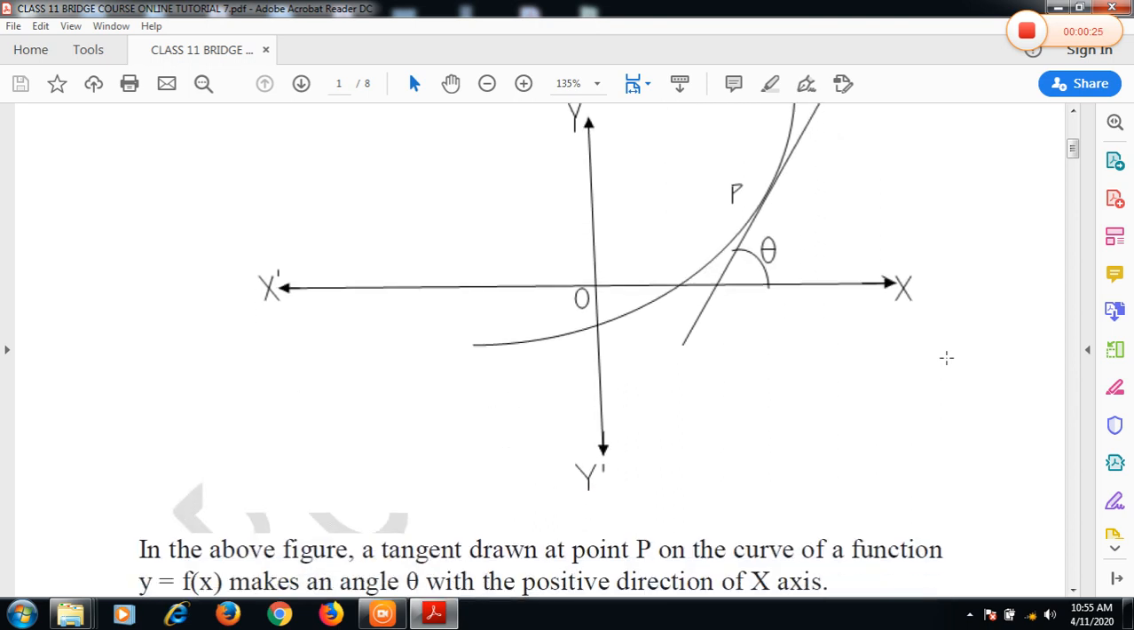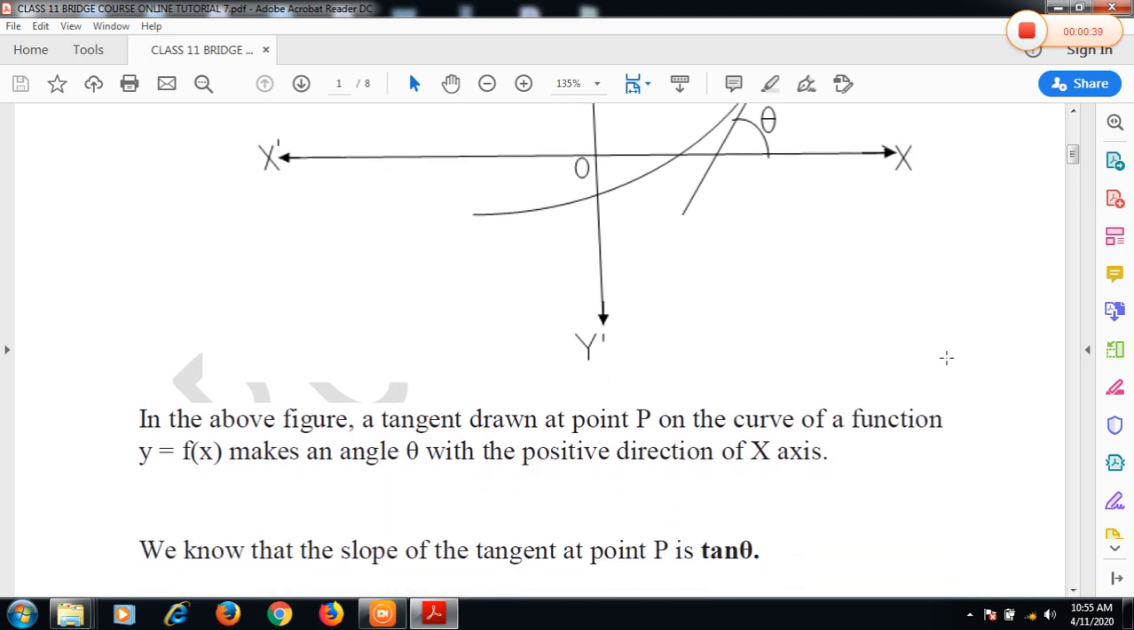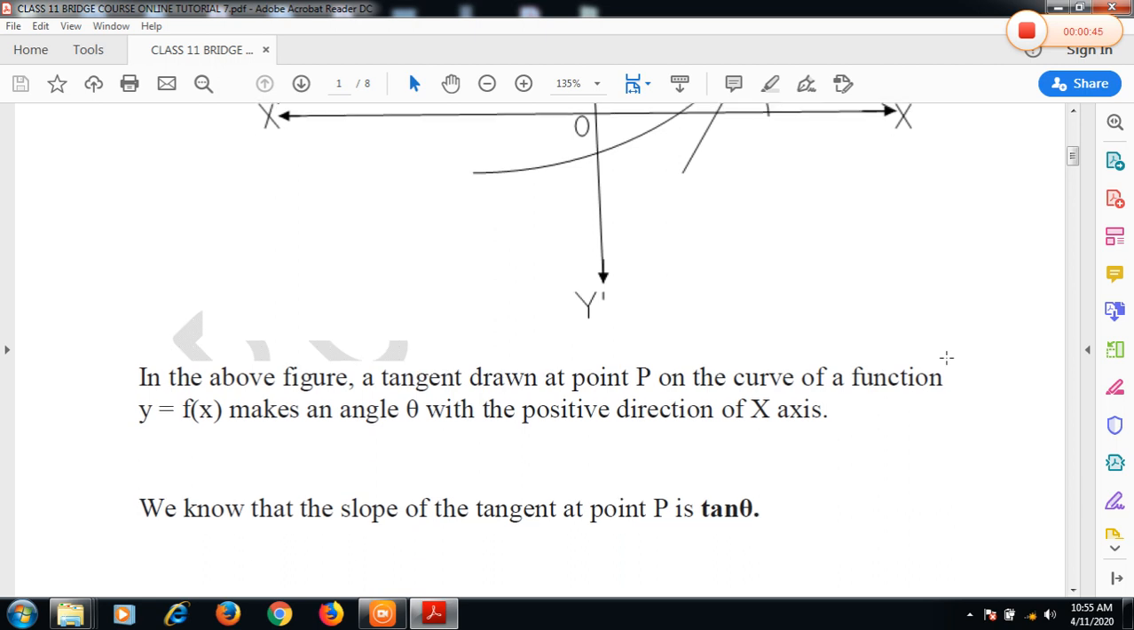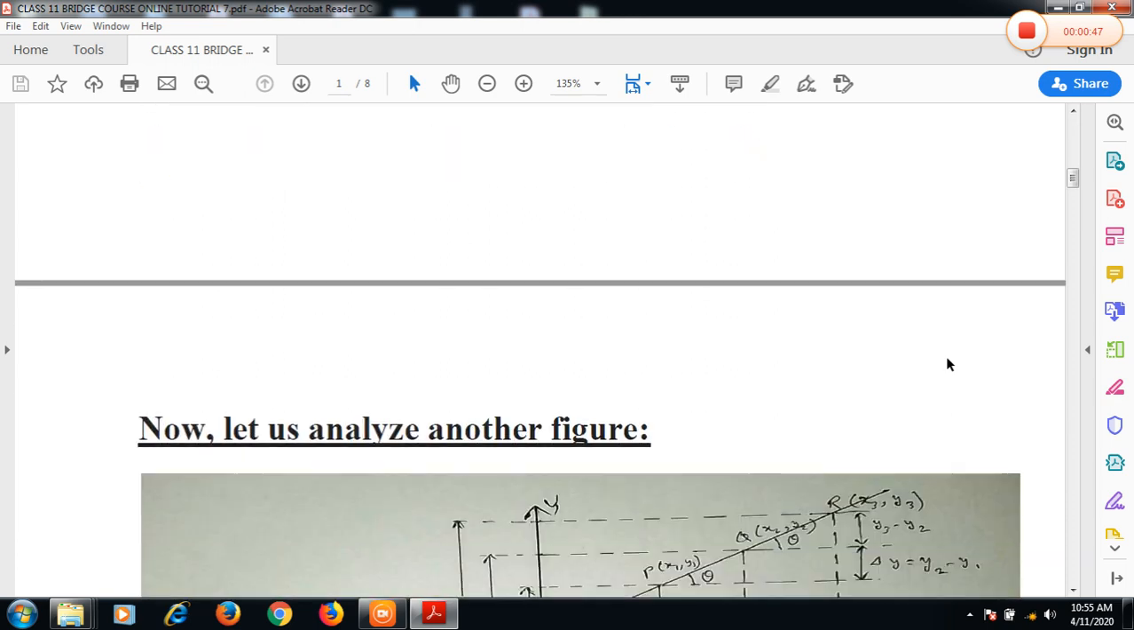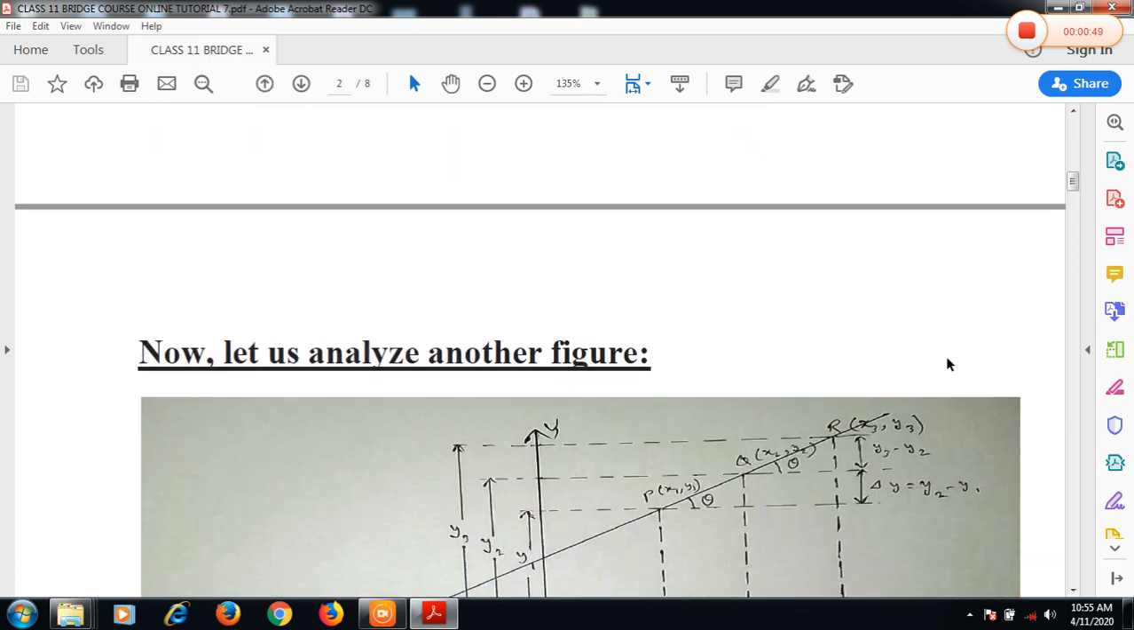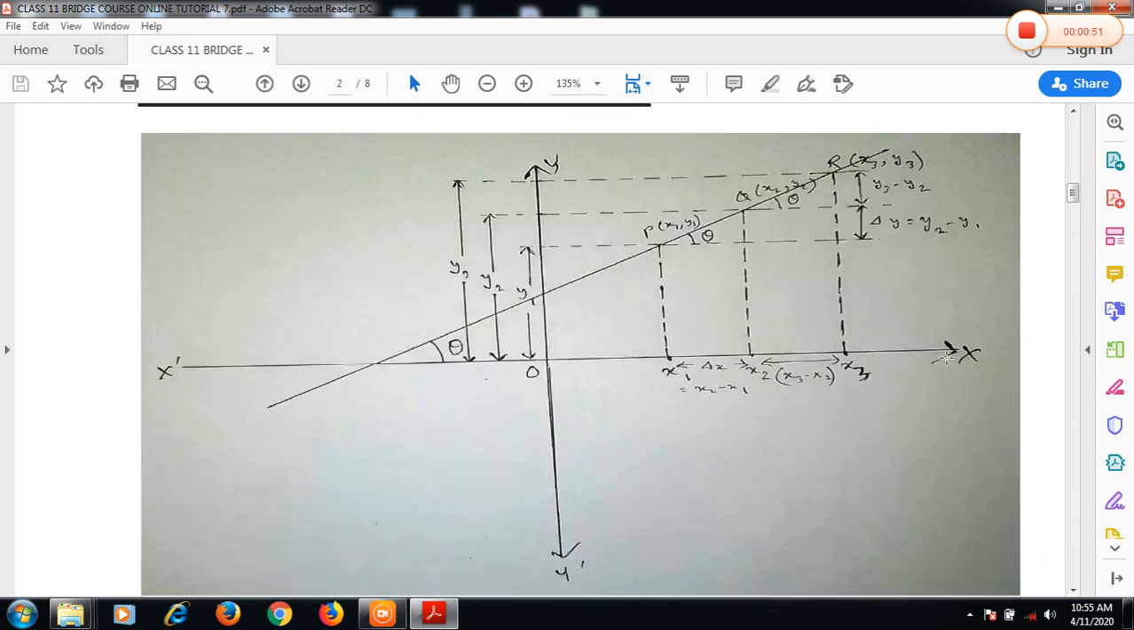Let us have a look at this figure. In the above figure, a tangent drawn at point P on the curve of a function y equals f(x) makes an angle theta with the positive direction of x axis. We know that the slope of the tangent at point P is tan theta. We all know that. Now, let us analyze another figure.